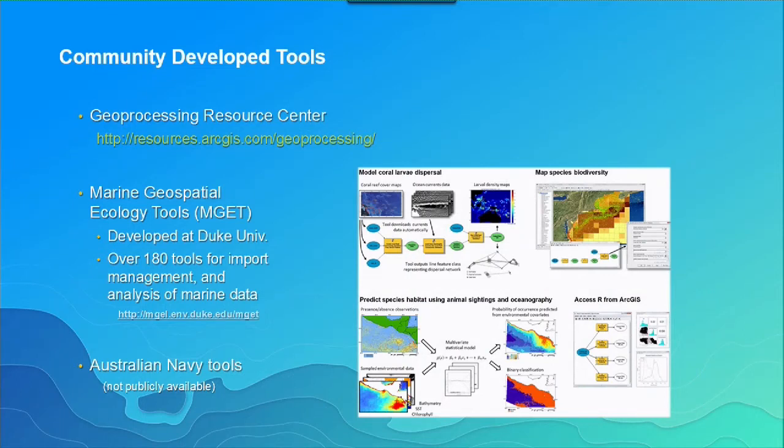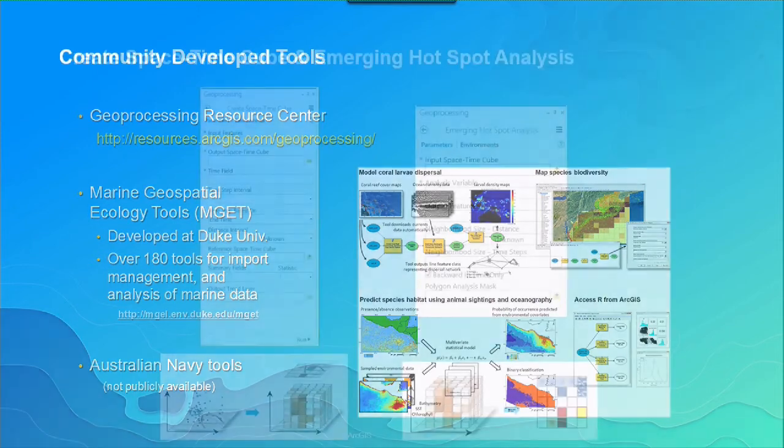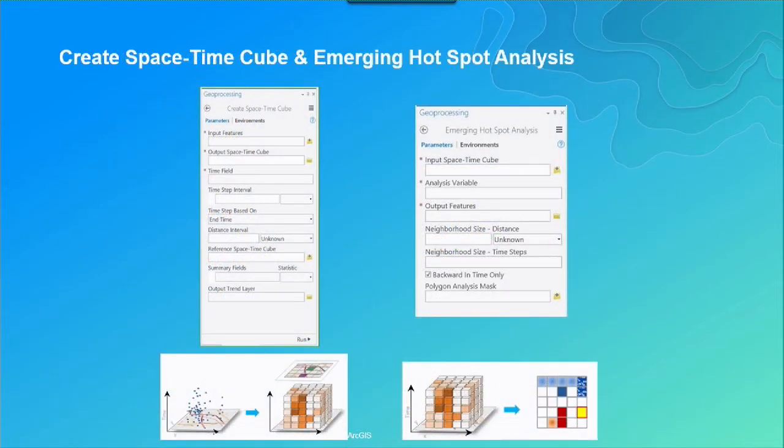Many organizations have done a lot of this, like MGET is one of the very well-known tool sets. They have hundreds of tools they have written, and they do lots of good work. The Australian Navy has written a bunch of tools, of course not openly available, but I know they have done it. Even ourselves, we have used Python to write tools, like we create Space Time Cube, which creates a multidimensional cube written in netCDF. And then we have used that in Emerging Hot Spot Analysis to display it and view it.